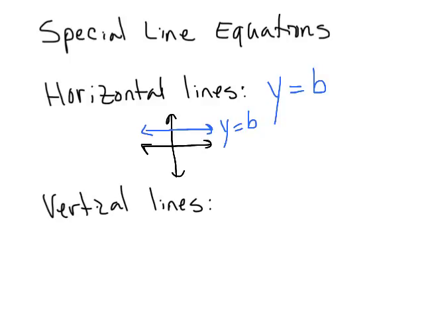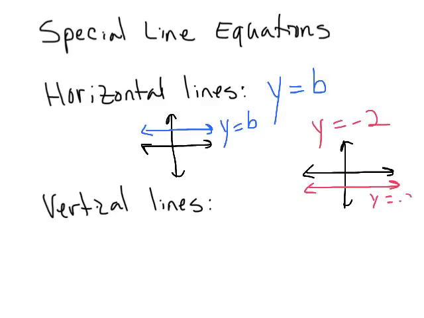So if I want to graph the equation y equals negative 2, it's going to cross the y-axis at negative 2. X can be anything you want. Y is always negative 2, so that's what that line equation looks like.